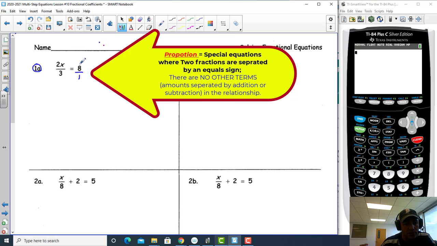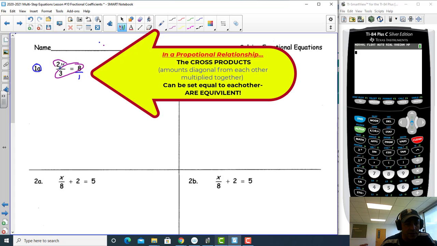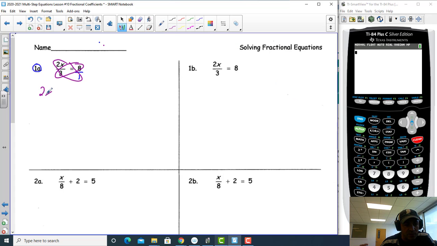Whenever you're dealing with a proportion, it is true that the cross products are equivalent. So 8 times 3 must be equal to 2x times 1. It's a good idea to cross multiply using parentheses so you don't get lost in your work. So we have 2x times 1, across from one another, multiplied together, equal to 8 times 3, also across from one another, multiplied together. If you were to begin to simplify the expressions within this equation, 8 times 3 is simply 24. And in the expression on the left, 2x times 1, anything times 1 is just itself, 2x.